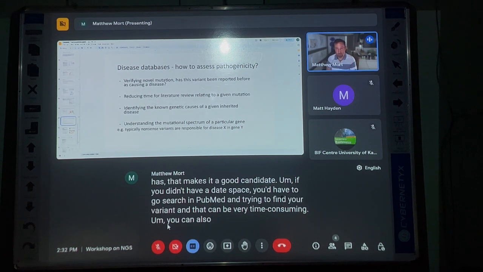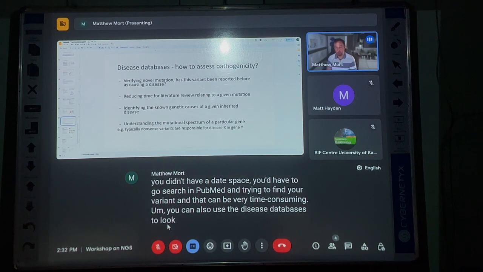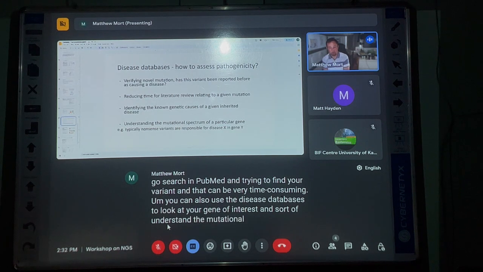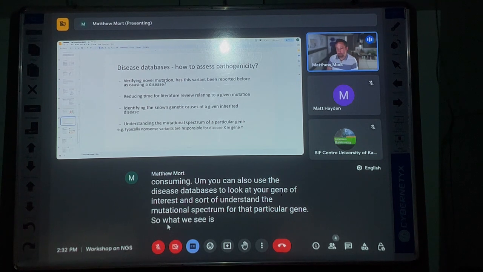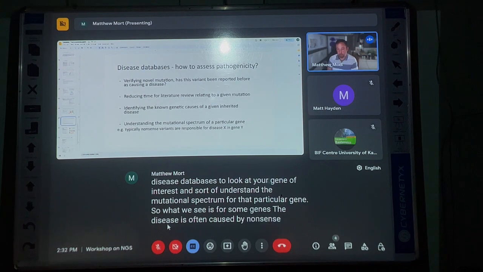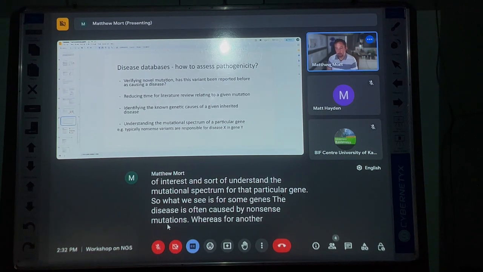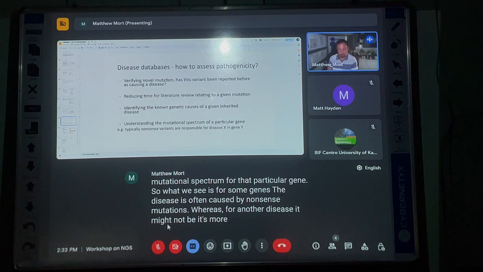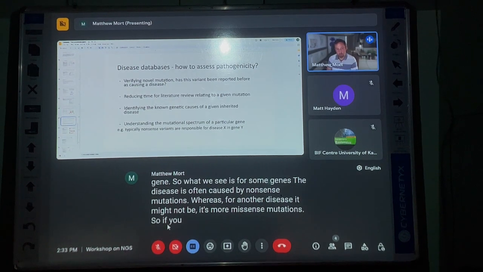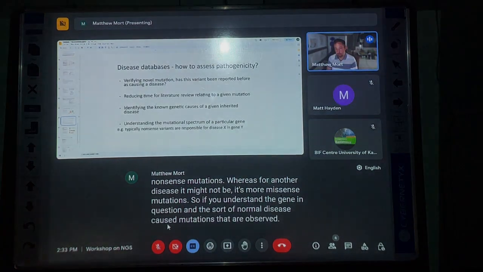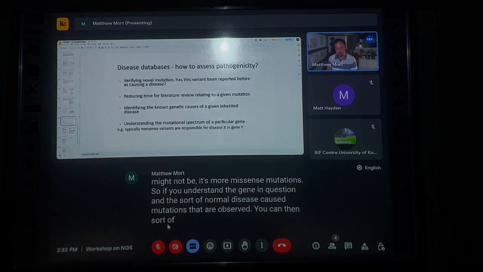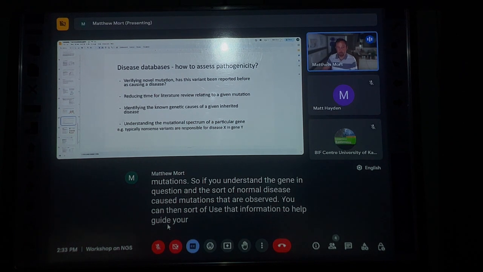You can also use the disease databases to look at your gene of interest and understand the mutational spectrum for that particular gene. So what we see is, for some genes, the disease is often caused by nonsense mutations, whereas for another gene, it might not be, it's more missense mutations. So if you understand the disease-causing mutations that are observed in the gene in question, you can then use that information to help guide your filtering.